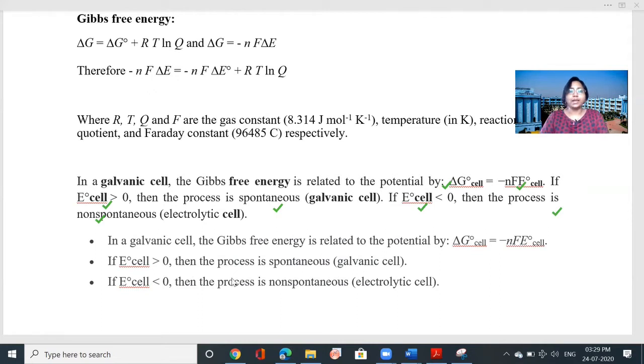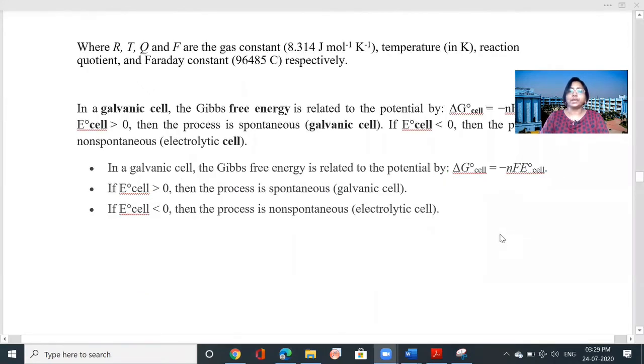In the galvanic cell, the Gibbs free energy is related to the potential by delta G cell is equal to minus nFE cell. So you got which one is a spontaneous process and which one is a non-spontaneous process. From the Gibbs free energy, we can tell that.